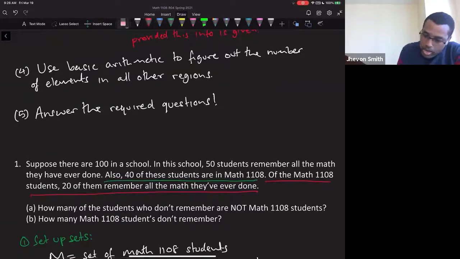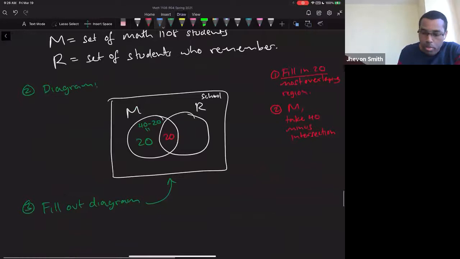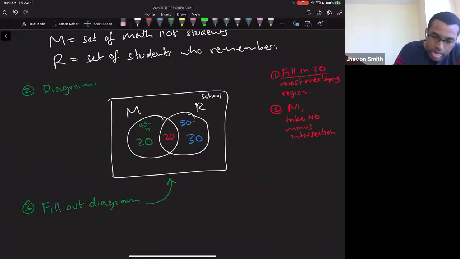What else do I know? I know that 50 students remember all the math they've ever done, which means in the R circle there should be 50 people. So this is 50 minus the 20 that I already accounted for over there. And so that's going to be 30 people. Maybe I should put this 20 to say that I'm subtracting the red 20. So there are 30 people over there. For R, take 50 minus the intersection.